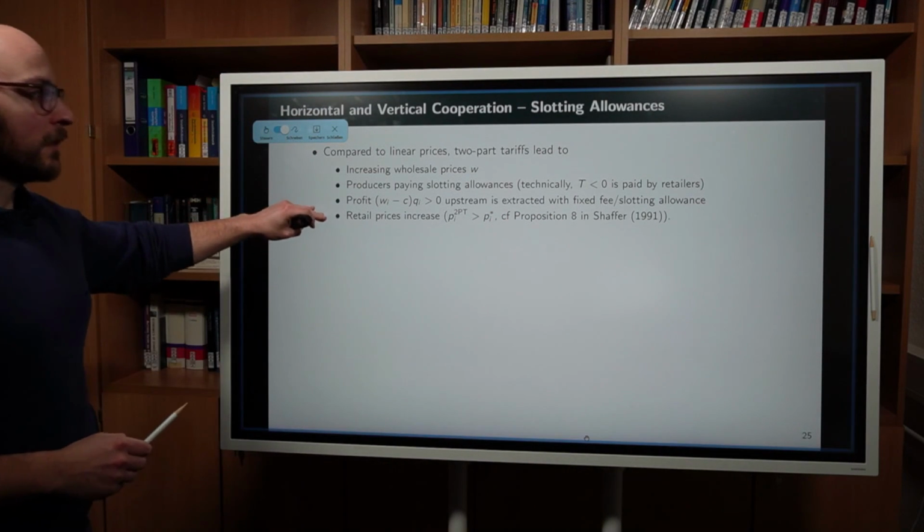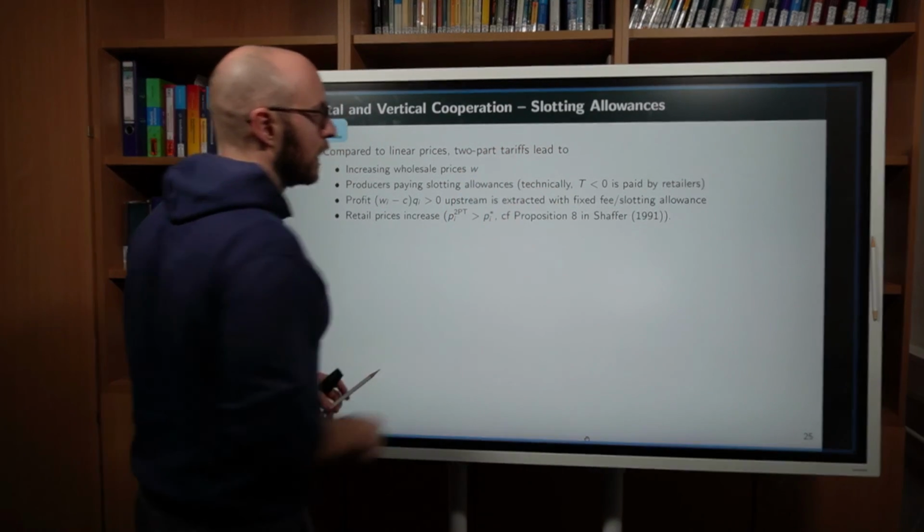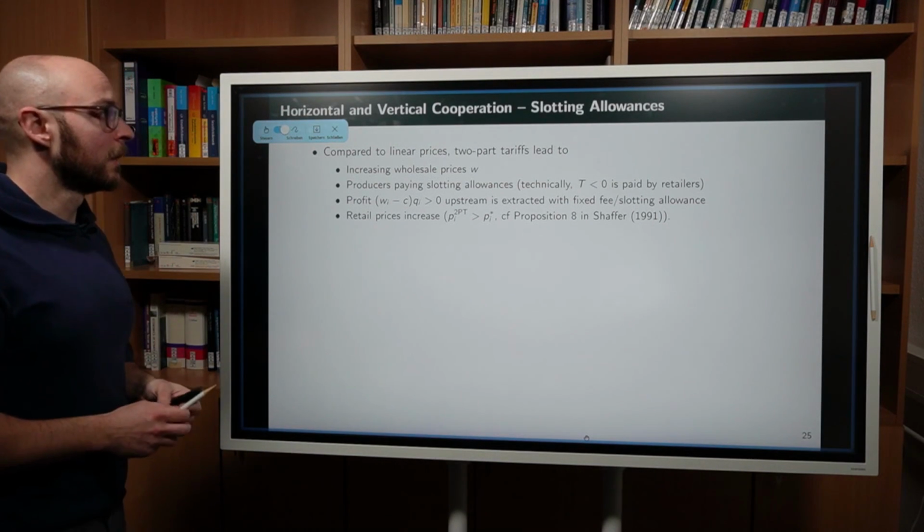And the retail prices will in the end increase. That's something we haven't shown here. Just look at Proposition 8 in the Shaffer paper if you want to know that. It's too technical to tackle it here.